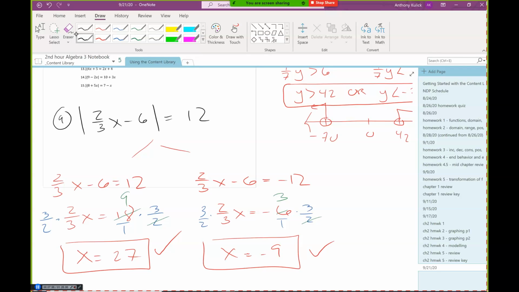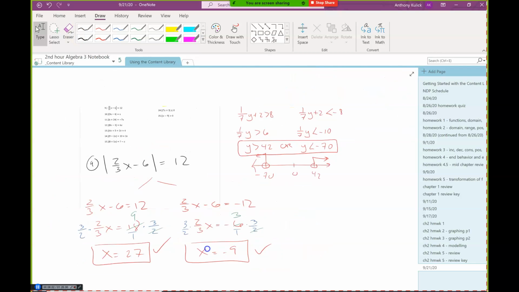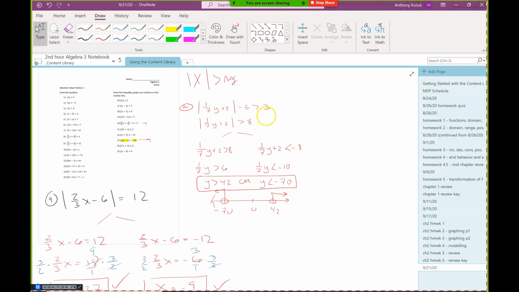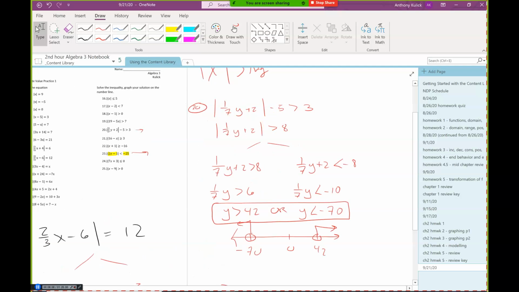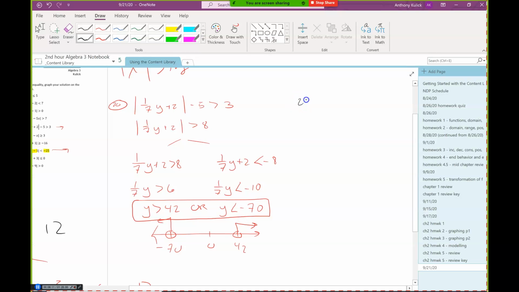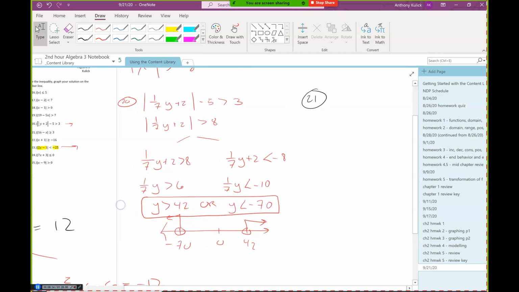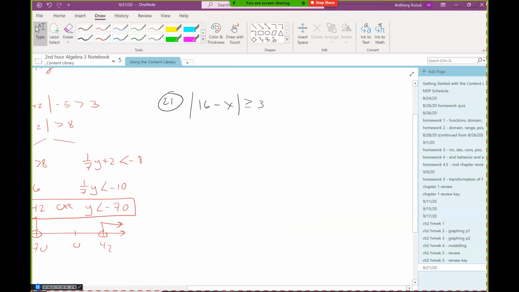Who else? Are there others? Andrew? 20. Okay. So the first thing I'd want to do is to isolate the absolute value, but that part's already been done for us. So I can go ahead and split this into 2 pieces. The first piece, I just drop the absolute value symbol. And the second piece, we negate the right-hand side and also flip the inequality symbol.